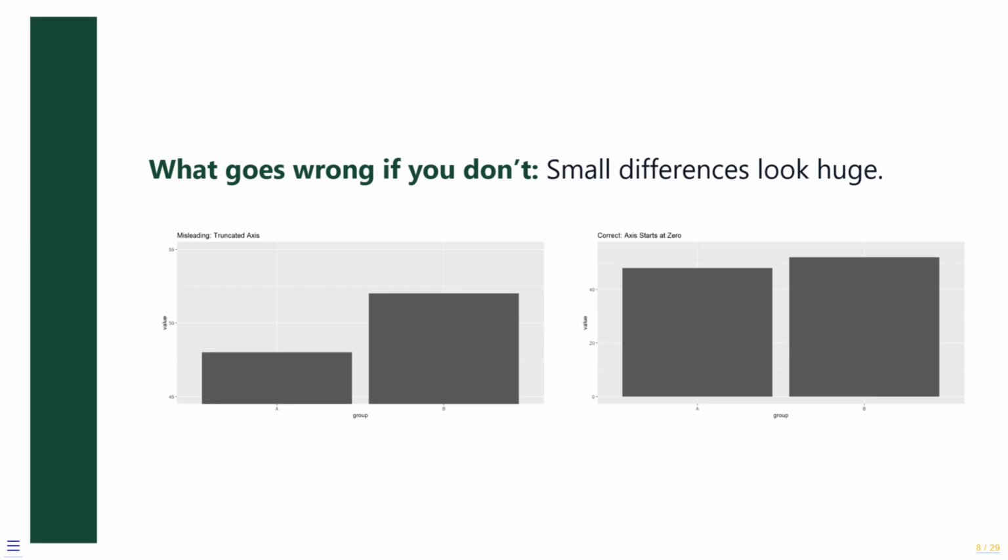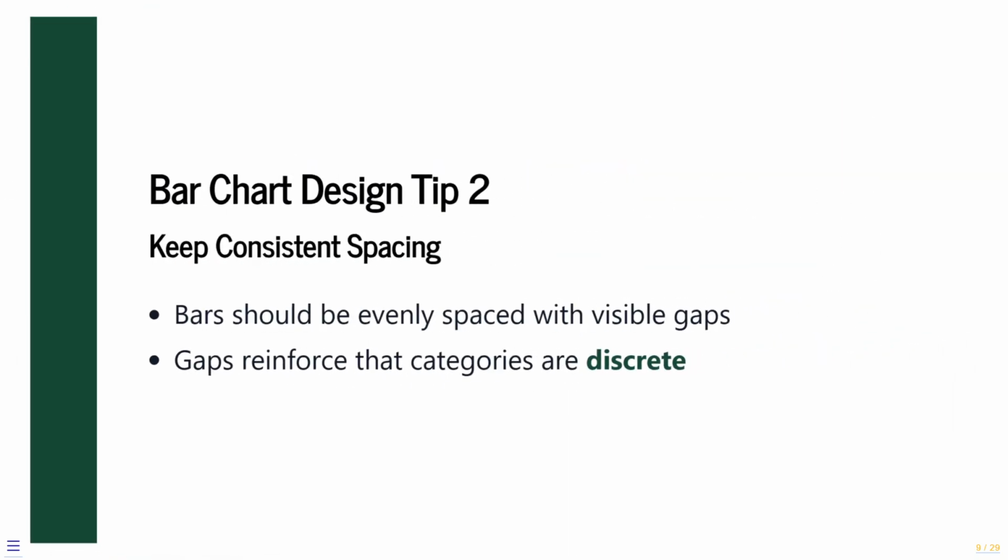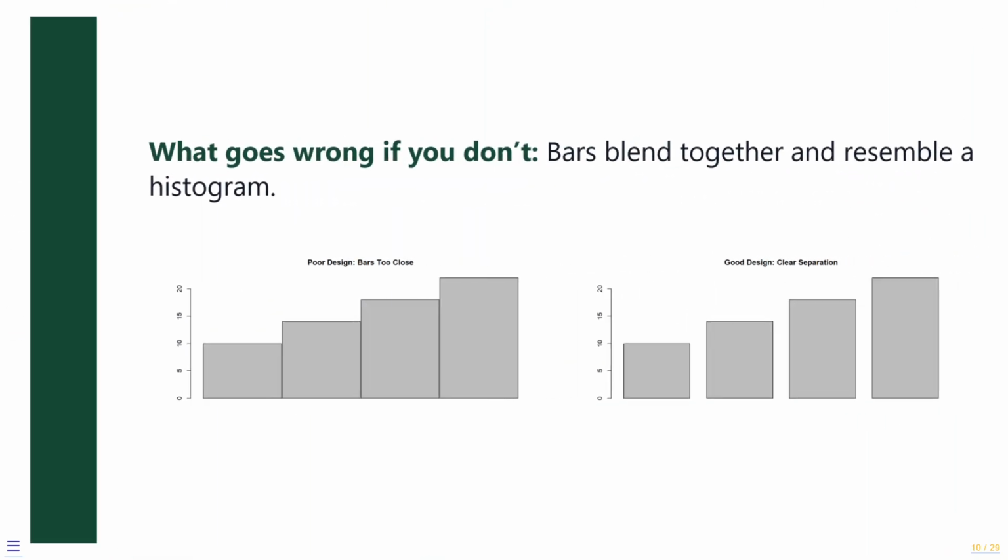What goes wrong if you don't? Two categories with similar values may appear drastically different, leading readers to overestimate the importance of this difference. Bars should be evenly spaced with visible gaps between them. The gaps reinforce that categories are discrete, not continuous, and help the eye separate groups cleanly. What goes wrong if you don't? Inconsistent or missing gaps can make bars blend together, confusing the chart with a histogram or suggesting unintended relationships.